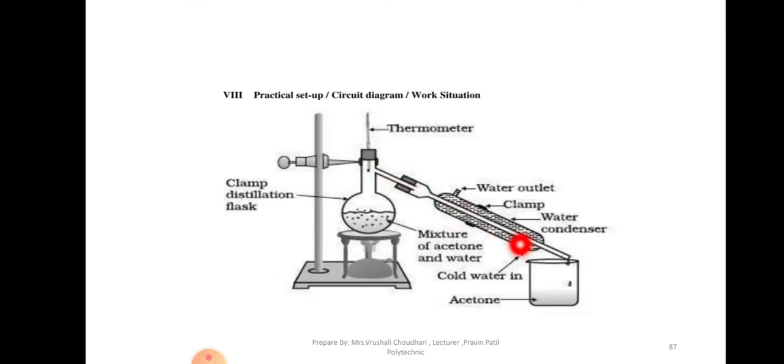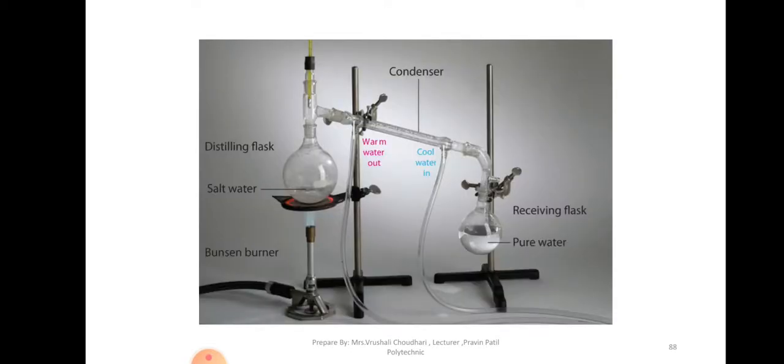This is called a water condenser, and it is externally coated with a water outlet and inlet. So when vapors are passing through the condenser, due to the low temperature they are condensed, converted into liquid form, and collected here. As acetone has a lower boiling point, it gets evaporated first and collected.